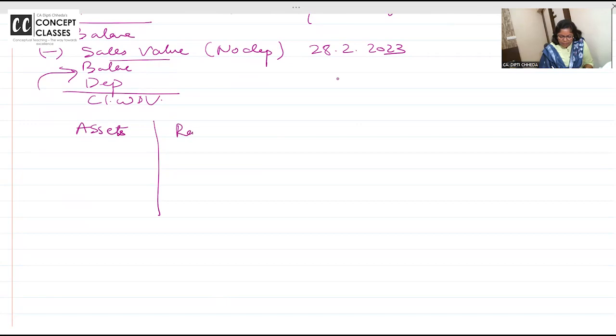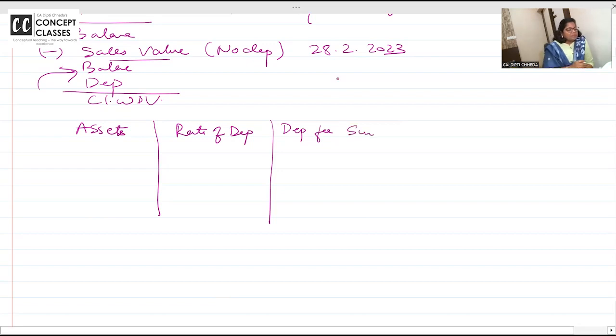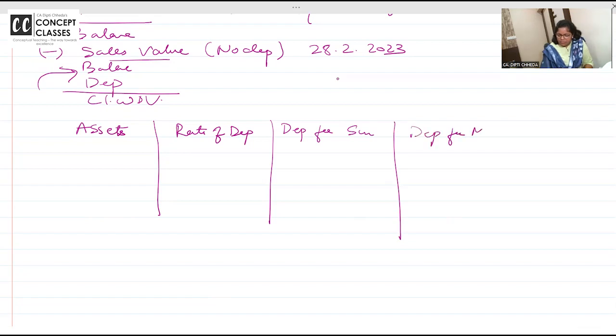Assets. Rate of depreciation, which you need to copy. Depreciation for Moon. No, which one is first? Sun. It got amalgamated with Moon. So next will be the depreciation for Moon.